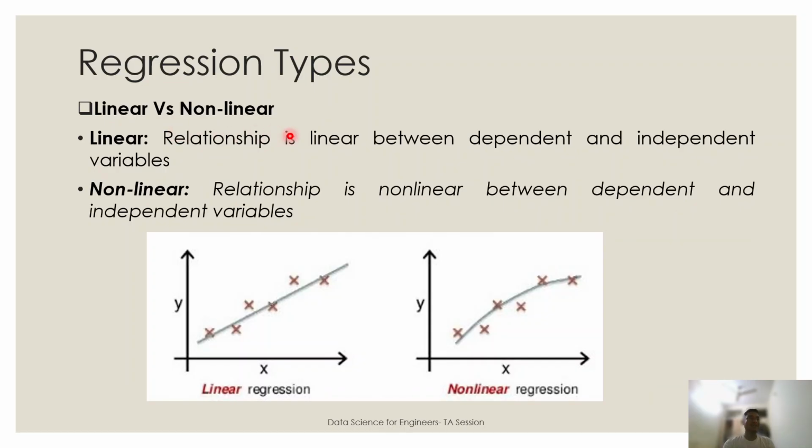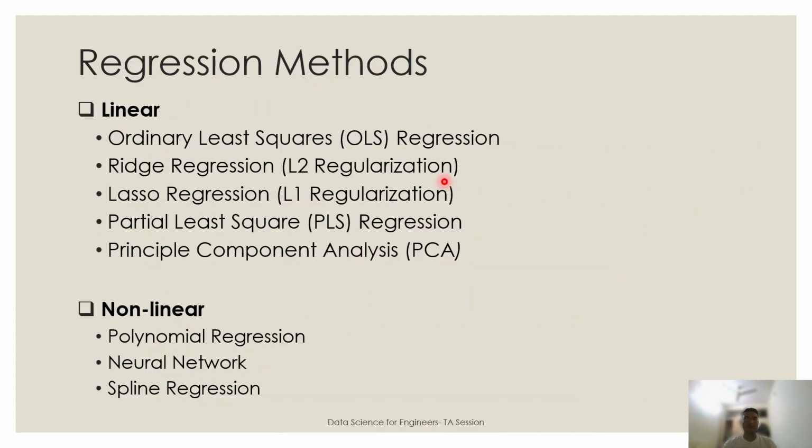Another way is linear versus non-linear. This is the example where the relationship between your independent and dependent features is linear, then it's called linear. If it's non-linear, then it's called non-linear. So that's very basic stuff. Okay. Next, different regression problems can be handled in different ways. First, it's divided into linear and non-linear regression.